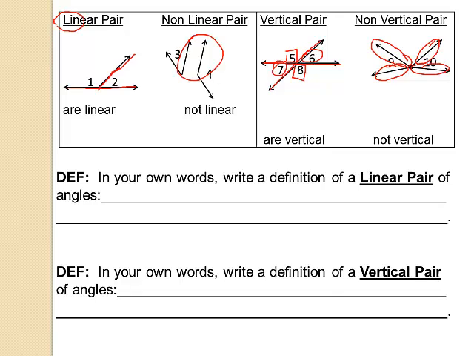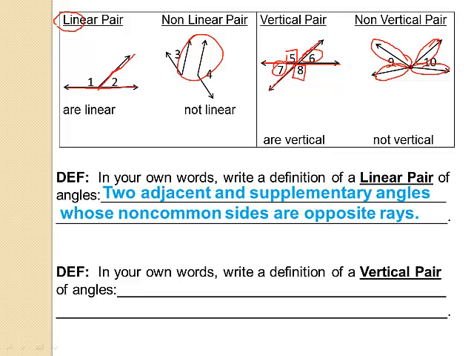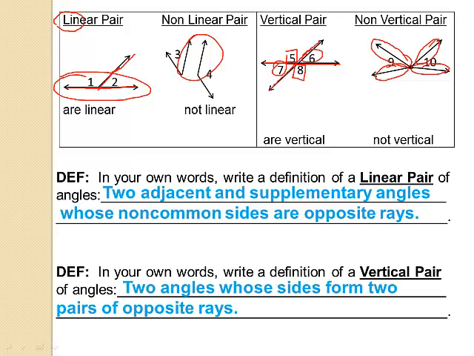Now, what about the definition? In your own words, write a definition of linear pair of angles. Linear pair of angles have to be adjacent and supplementary angles whose non-common sides are opposite rays. That's why they form a line here. A vertical pair is two angles whose sides form two pairs of opposite rays. Again, opposite rays. In this one here, they form two pairs of opposite rays. This one here, you don't have any opposite rays. You have multiple rays, but no opposite rays. The key is opposite.